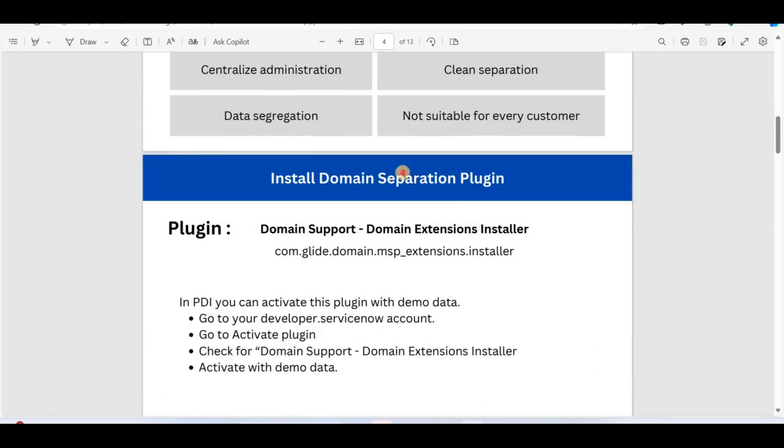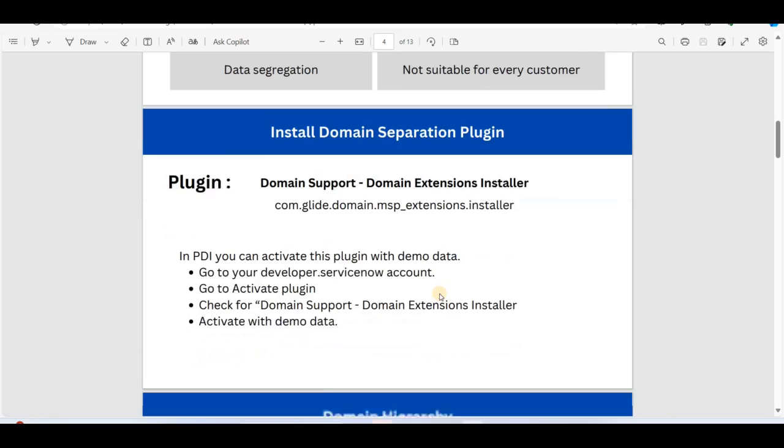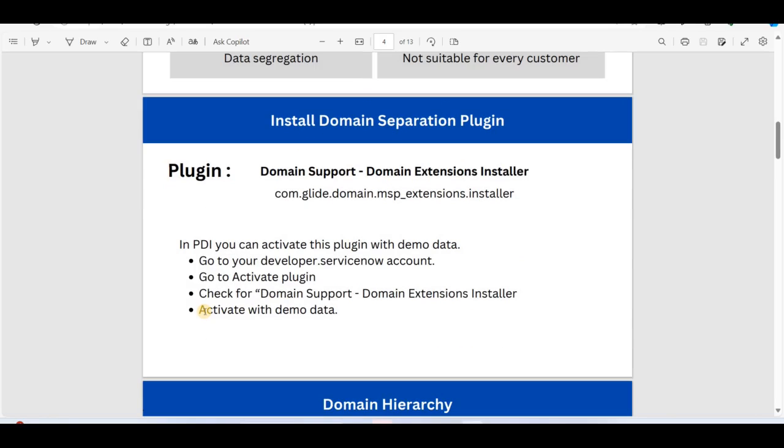Then we have how to install the domain separation plugin. Obviously this is a separate plugin and it is chargeable, but in a demo instance we can use it free of cost. This is a simple plugin, com.glide.domain.msp_extension.installer. You can go to your developer account, and from there you can install domain separation. When you are installing it in the demo instance, make sure you activate it with demo data, because once you have the demo data it will be easy for you to understand the process.